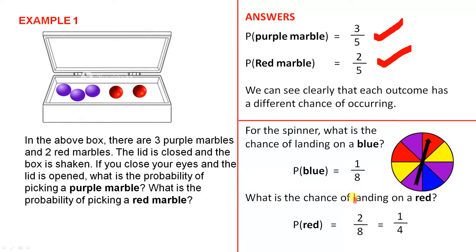What is the chance of landing on a red? The probability of landing on a red is 2 over 8 because there are 2 red sectors, so it's 1 over 4. So you can see that the probability of landing on that colour and then the probability of landing on this colour, they're different. Okay, so the probabilities are not equal.